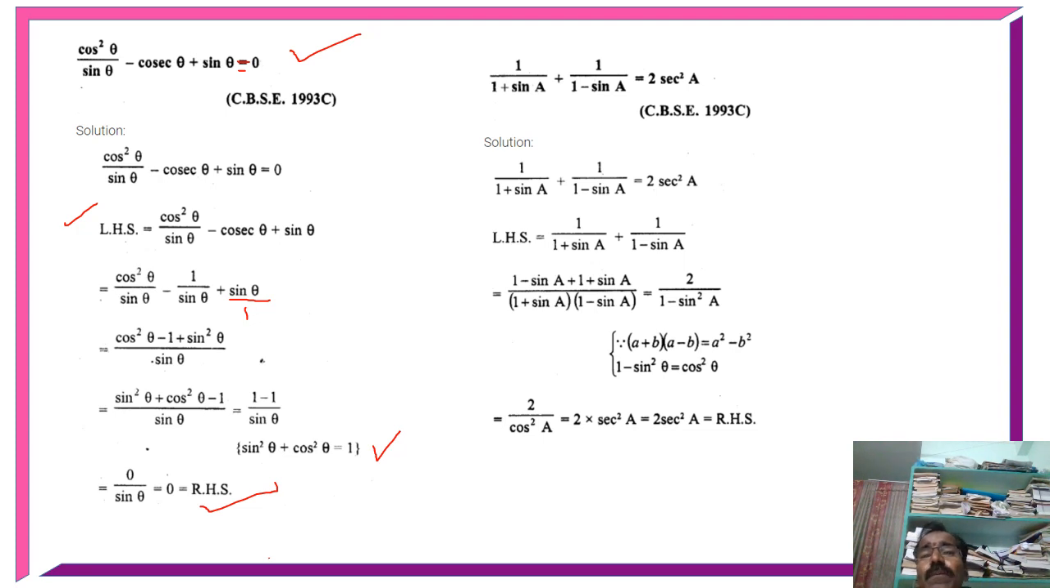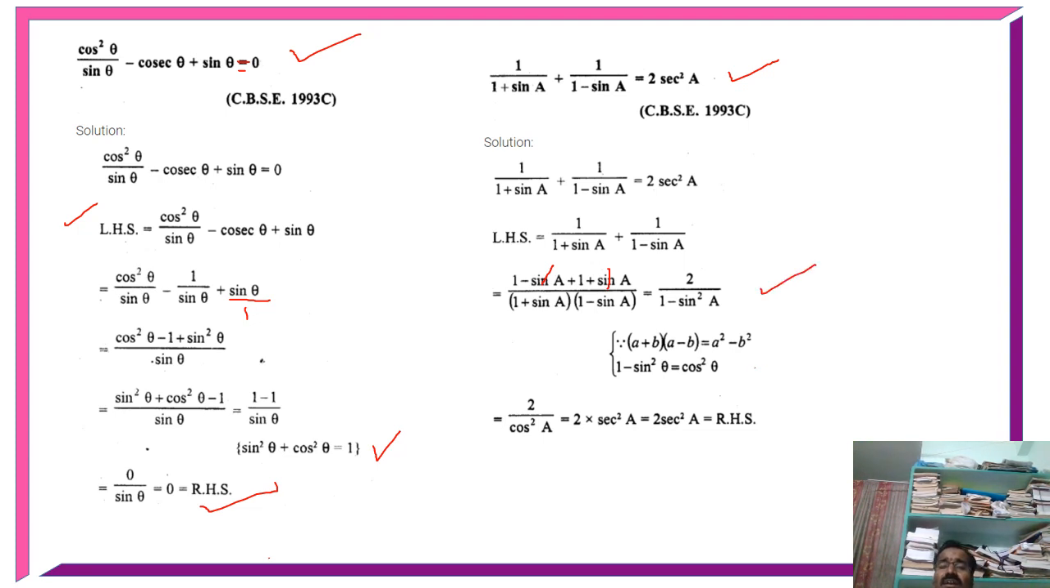1 by 1 plus sin A plus 1 by 1 minus sin A is 2 secant square A. To prove this one, take LCM. 1 plus sin A into 1 minus sin A is 1 minus sin square A, using the a square minus b square formula. 1 square is 1, sin square A. And here if you take LCM, do cross multiplication. 1 minus sin A plus 1 plus sin A, the sin A terms cancel. So 2 by 1 minus sin square A.